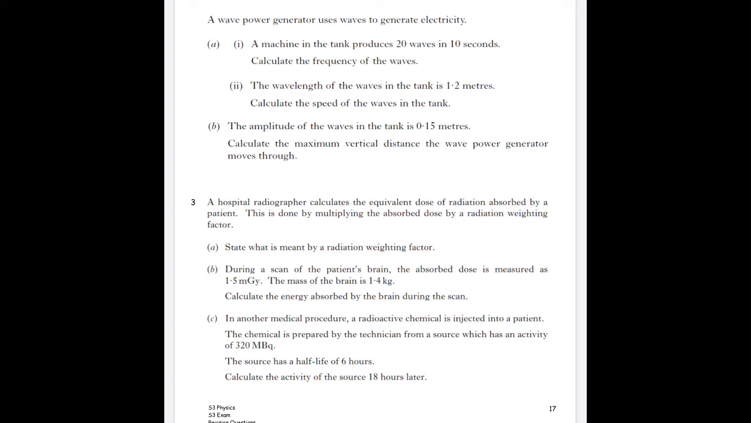Okay, now for C is a half-life question, and it says in another medical procedure a radioactive chemical is injected into a patient. The chemical is prepared by the technician from a source which has an activity of 320 megabecquerels. The source has a half-life of 6 hours. Calculate the activity of the source 18 hours later.